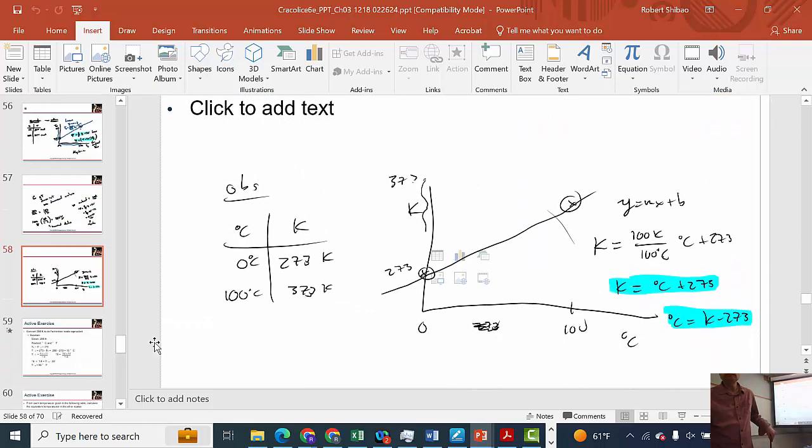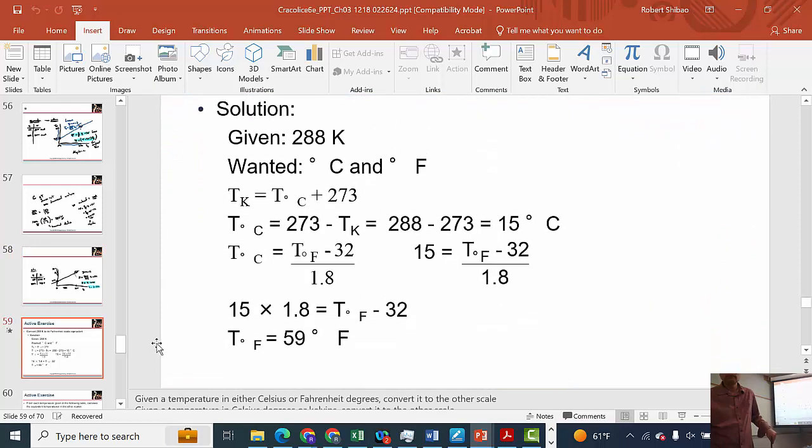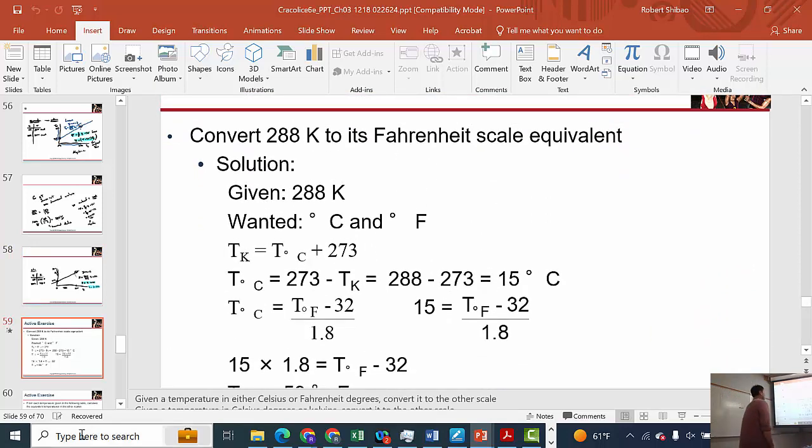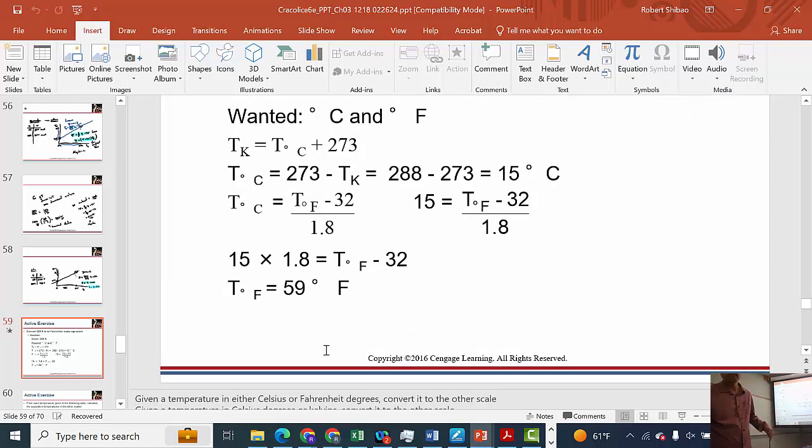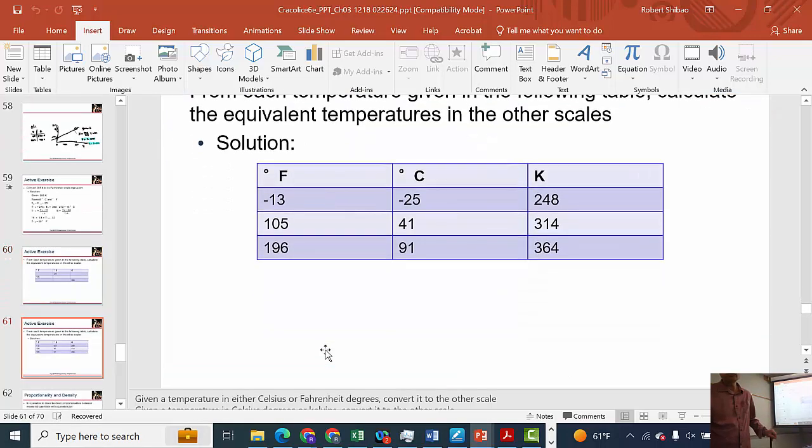So we have to be careful. If this were a 280 Kelvin temperature change, then I calculate it differently than an ambient temperature. If this were a 280 Kelvin change, then it would be a 280 degree C temperature change, because a Kelvin increment is the same as a degree C increment. But if this is an ambient temperature of 288, then I have to calculate it. And so the degree C is 15 degrees C. Yep. And then I can convert it to Fahrenheit. So there's some exercises here. You can go through those.